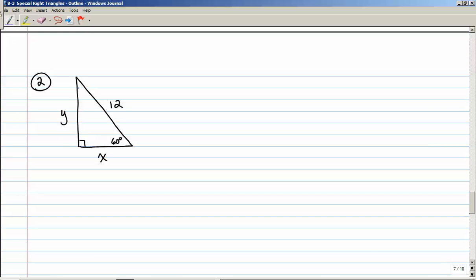Here's another 30, 60, 90 right triangle. And here I have my short leg is x, my long leg is y, and my hypotenuse is 12. So I'm going to go ahead and write my two little formulas. Hypotenuse equals 2 times the short leg, and long leg equals short leg times the square root of 3. Now, the only number that I know is the hypotenuse. I don't know the short leg, I don't know the long leg, I only know the hypotenuse, so I have to use that formula first.